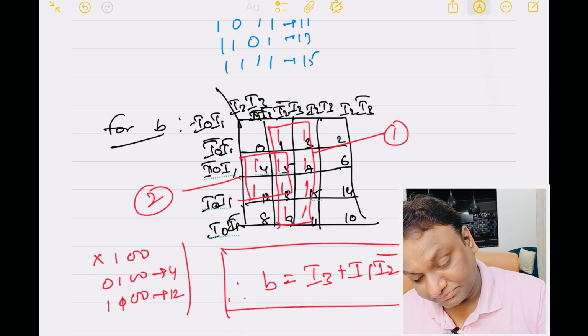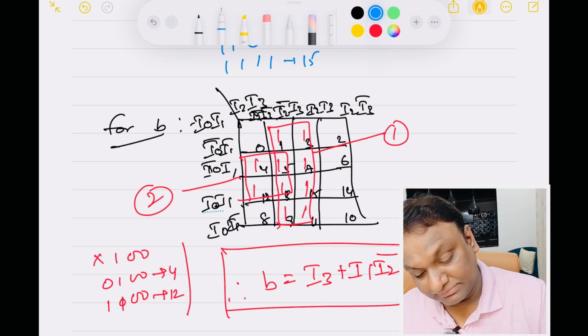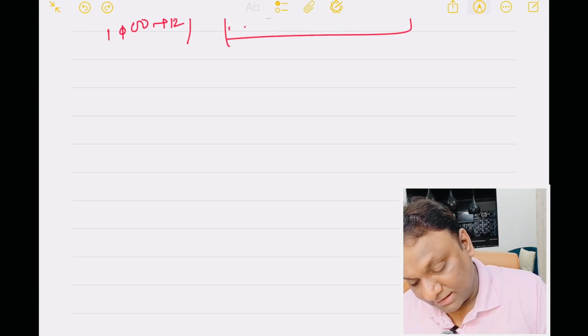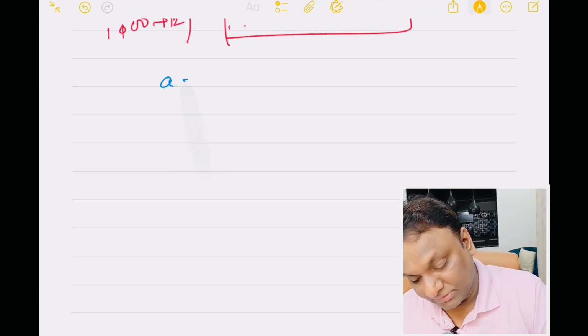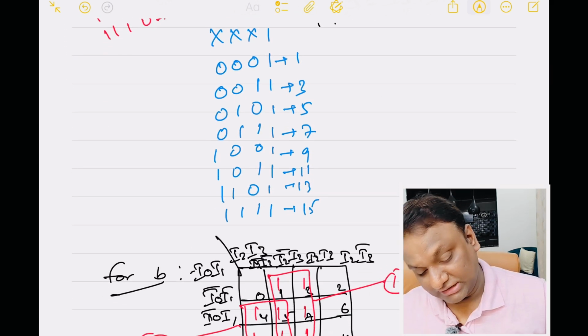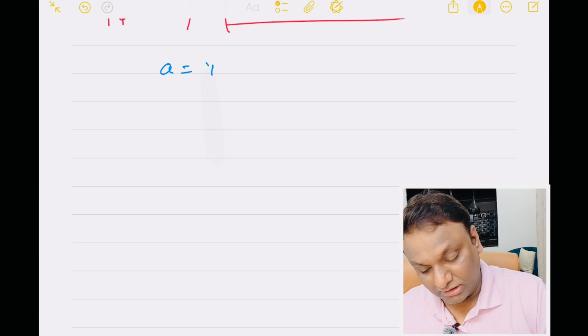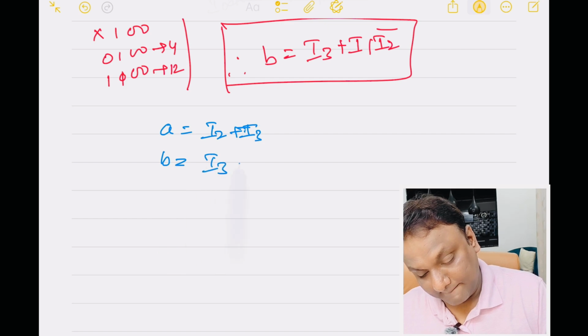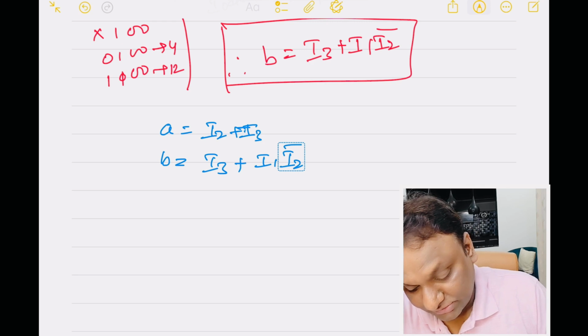Correct. Now we shall draw the circuit diagram for A and B. You see what was my A? A is equal to I2 plus I3. B is equal to I3 plus I1 I2 bar. Correct. So you see here I can draw like this.